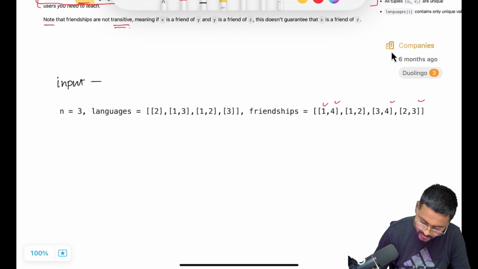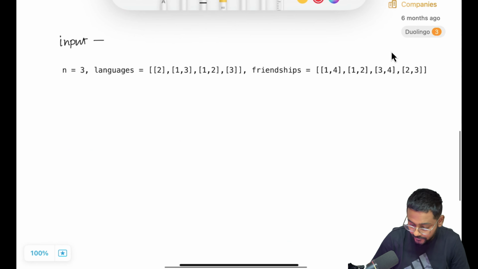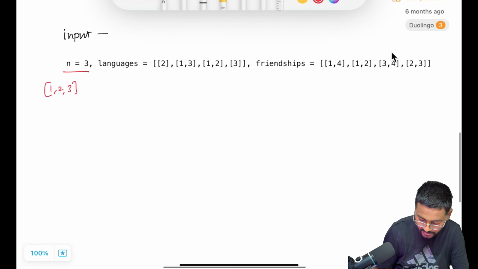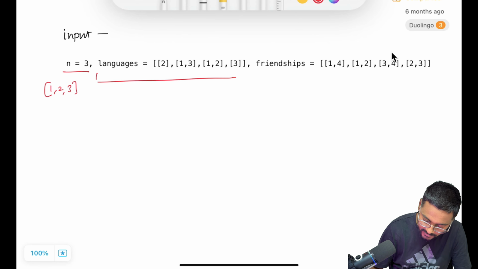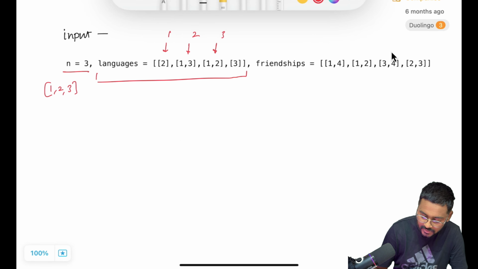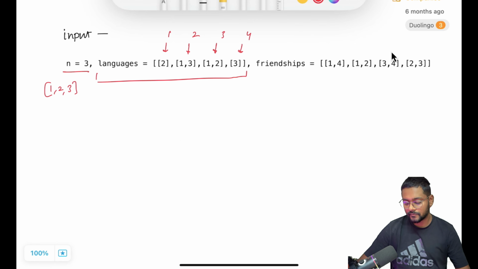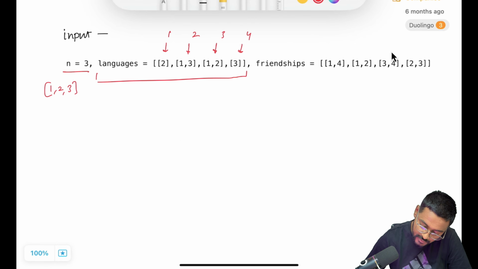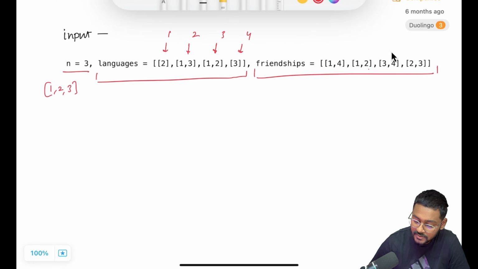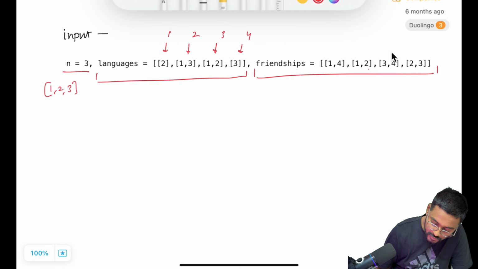You will understand better when we do a dry run. So far it is clear that we have 3 languages: 1, 2 and 3, and these are the languages arrays of these m users, and these M users are user number 1, user number 2, user number 3, and user number 4. These users are also in the friendships array. In this friendships array, they are saying that 1 and 4 are friends, 1 and 2 are friends, 3 and 4 are friends, 2 and 3 are friends. They are asking me to choose one language.